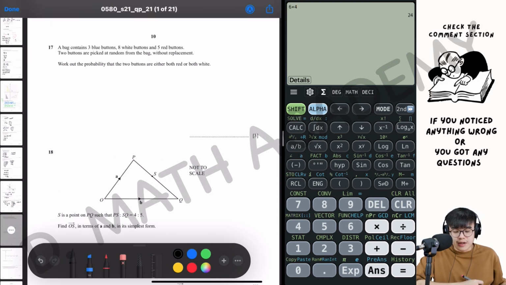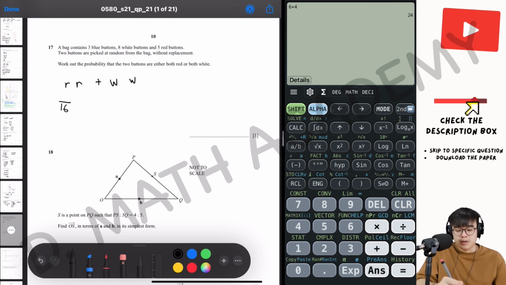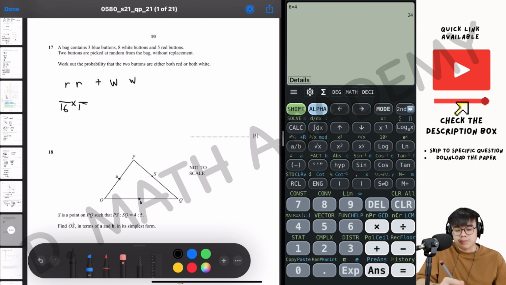Question 17. A bag contains 3 blue buttons, 8 white buttons, and 5 red buttons. 2 were picked at random without replacement. Find the probability that both are either both red or both white. So we have two situations here. One is red, red, and then the other one is white, white. In total, there are 16 buttons altogether. After each draw, there's no replacement, so it will decrease automatically.